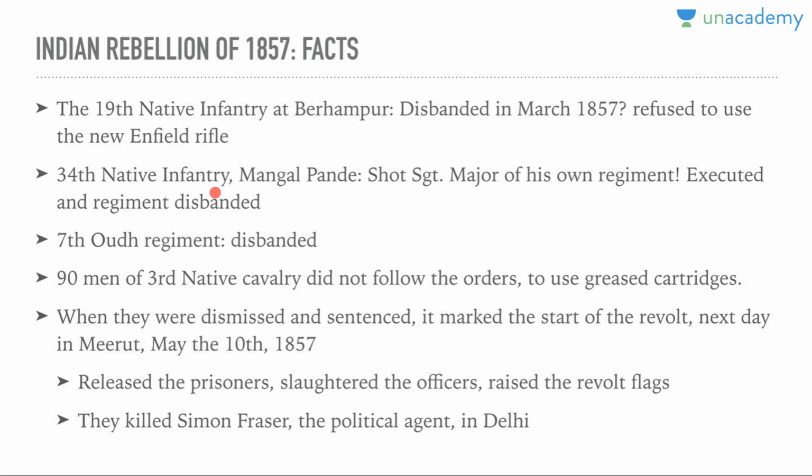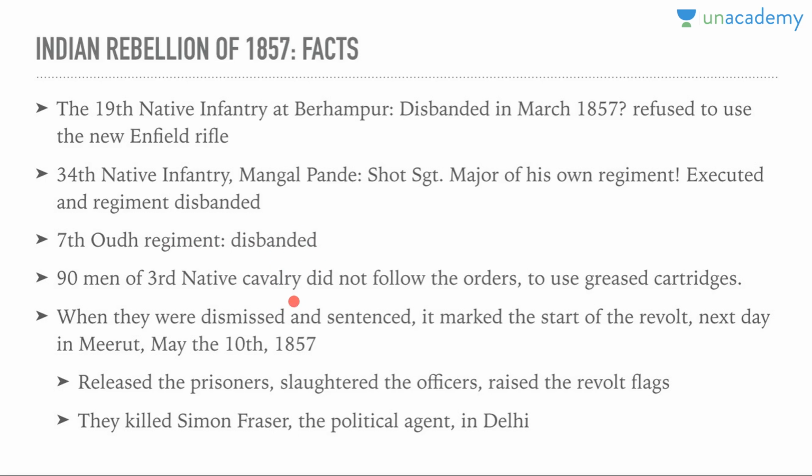Then the 34th Native Infantry, with the very famous Mangal Pandey. He shot his own sergeant major of his own regiment. Obviously because of this he was executed and the regiment was completely disbanded, but he became somewhat of a folklore figure, and there is a movie on him in which he is portrayed by Aamir Khan. Now, the 7th Awadh Regiment was also disbanded for similar reasons.